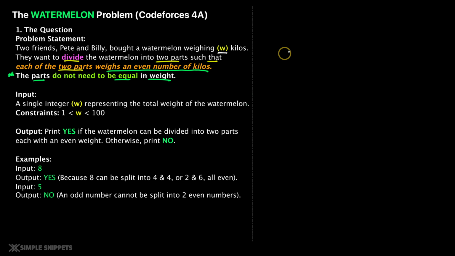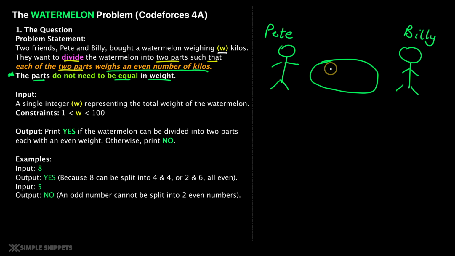Okay, so we have two people. This is Pete and this is Billy. We have a watermelon. Don't mind my drawing. I really was very bad in arts. But here's a watermelon, and now what Pete and Billy want to do is they want to divide this watermelon into two parts, but they're not really worried about the two parts being equal. They're okay if they're not equal, okay?